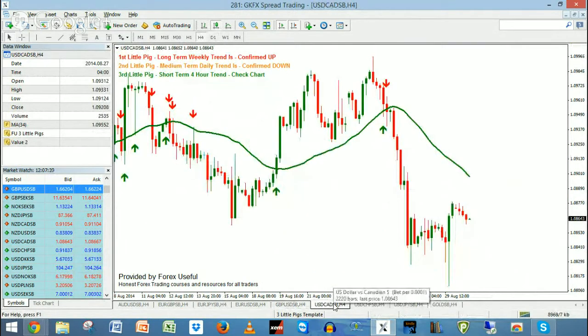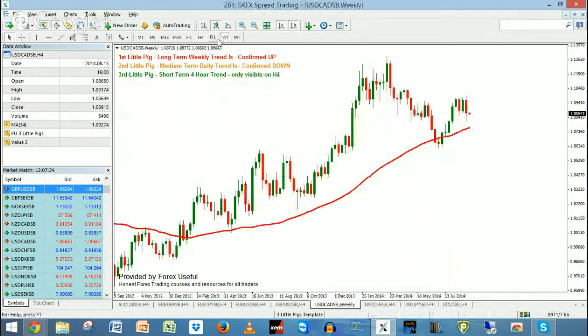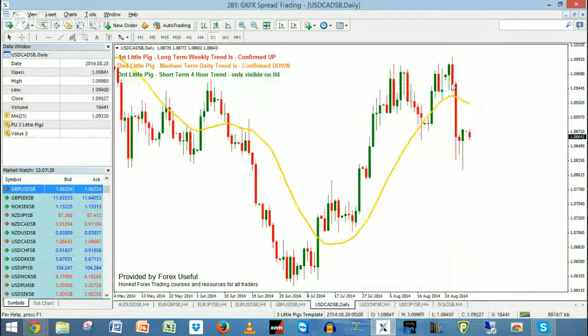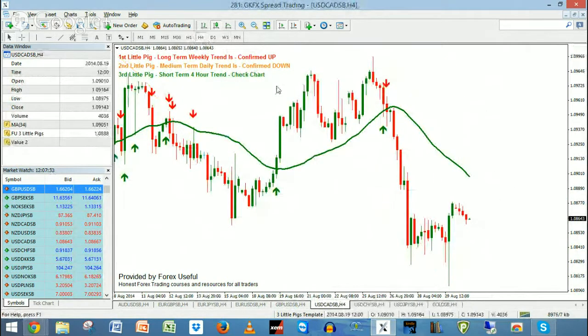On to Canadian dollar, similar to GBP, in that we've got no interest here yet. The weekly's up and the daily needs to move up, or the weekly down, and then we'll start looking for signals.